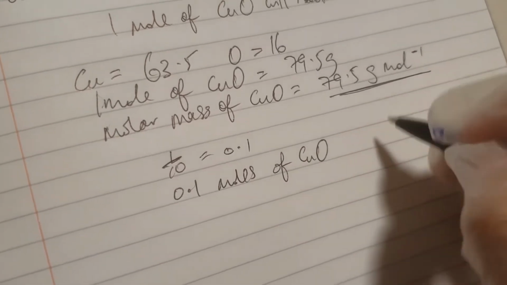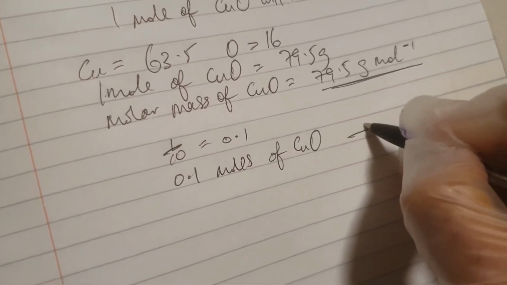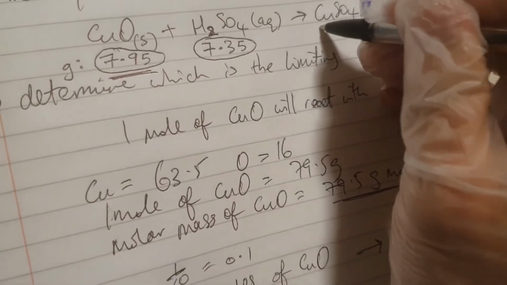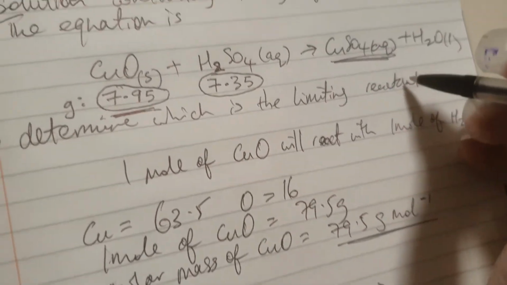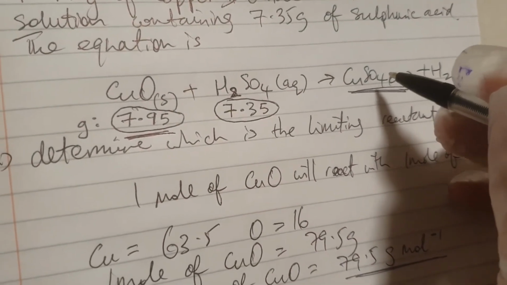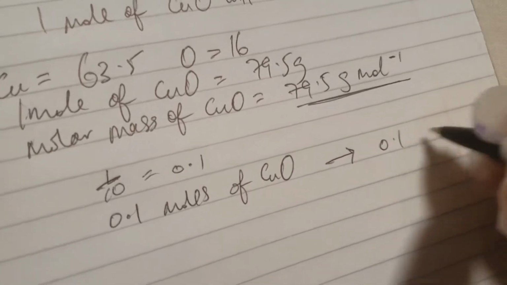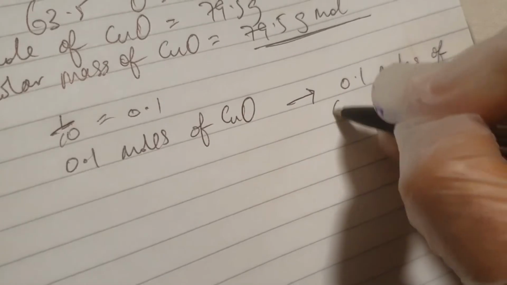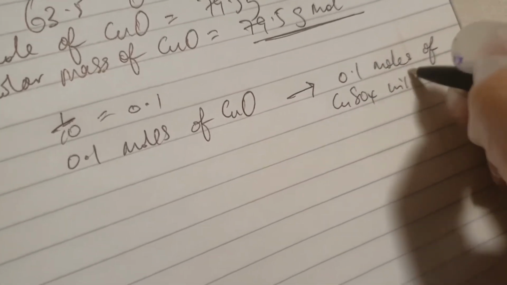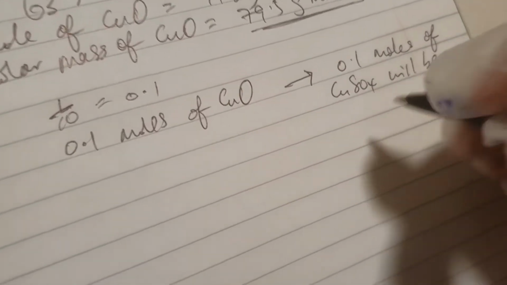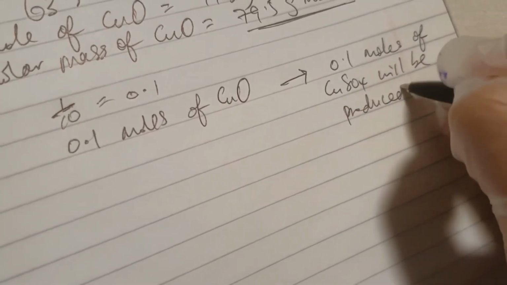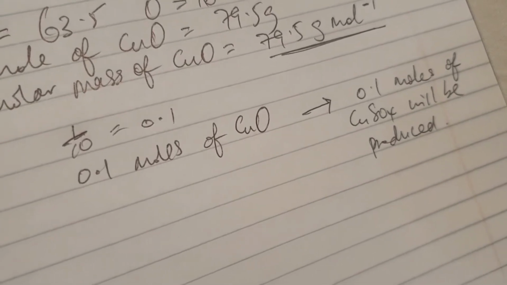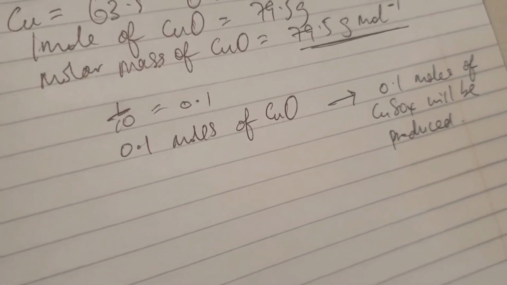And that would mean, if you look at this one here, because the ratio is 1 to 1, that 0.1 moles is produced. So 0.1 mole of CuSO4 will be made.